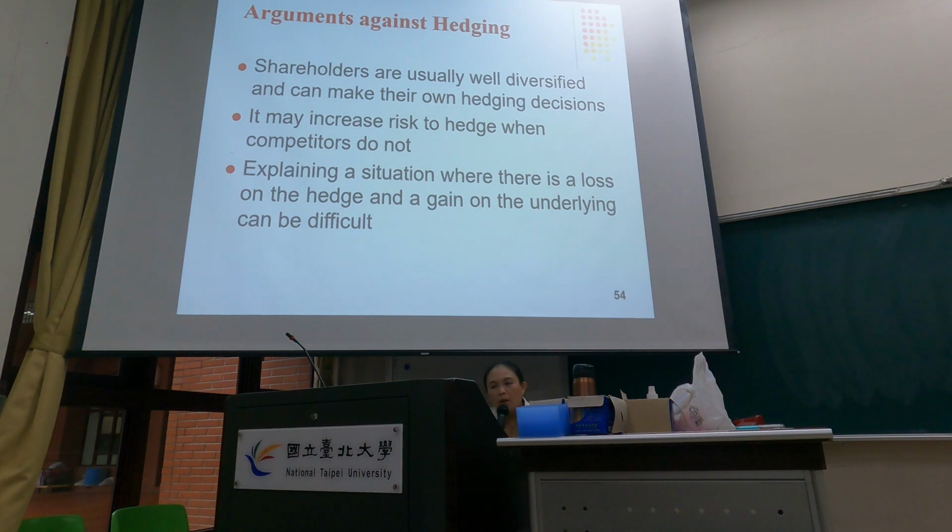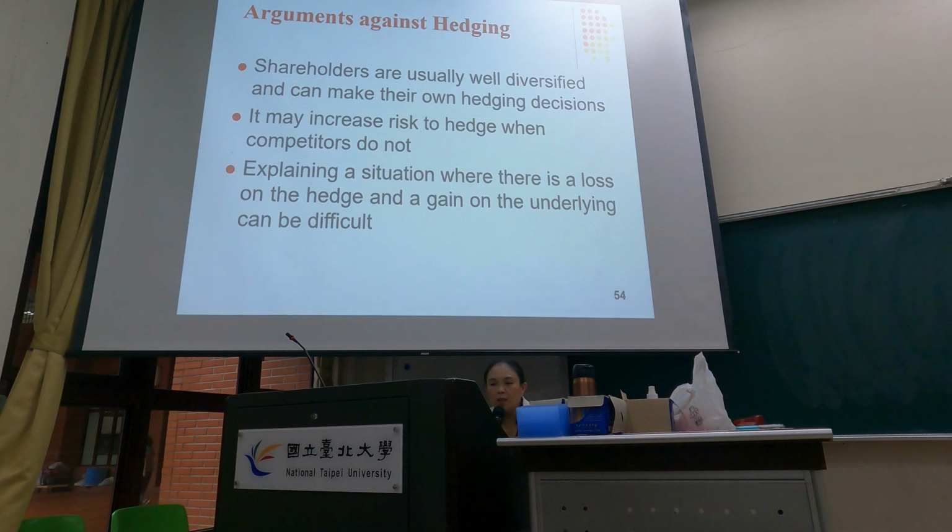But some of the companies, they don't like to construct the hedging position. So their argument against the hedging: they think first of all, shareholders usually well diversified can make their own hedging decision. What does that mean? In your portfolio as an individual shareholder, maybe you have our company's shares, but on top of that, maybe you have other companies' shares as well, like Google, like Microsoft, like TSMC. So you don't just have our shares. Through diversifying your portfolio, you're already hedging your risk. That's the main argument why we don't hedge.